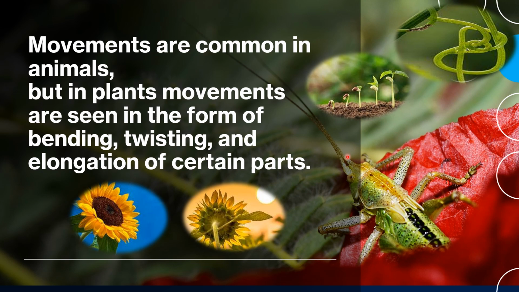If you are observing your surroundings, you can easily see this type of plant movements. First one is bending movement of sunflower. Sunflower bending towards the sun. Then twisting movement of tendrils, leaf tendrils or stem tendrils. That is a good example of twisting movement. Then elongation of certain parts. These are different types of plant movements.